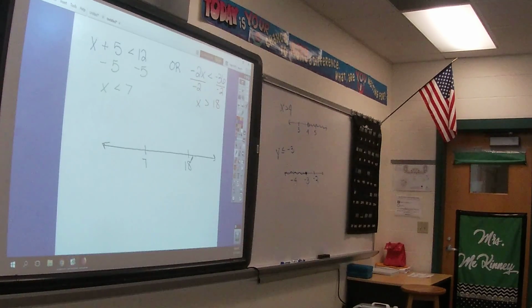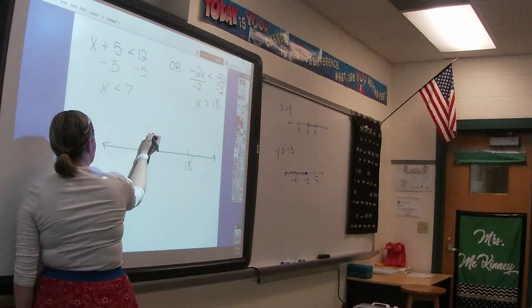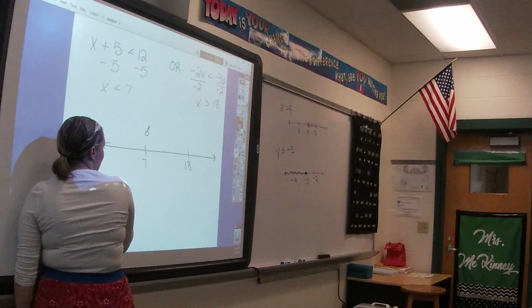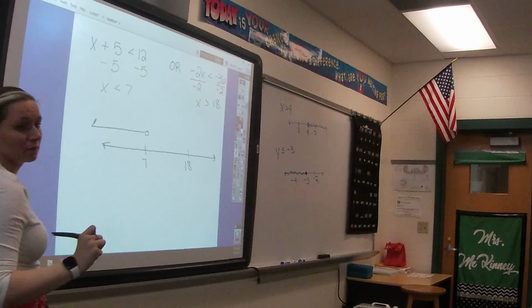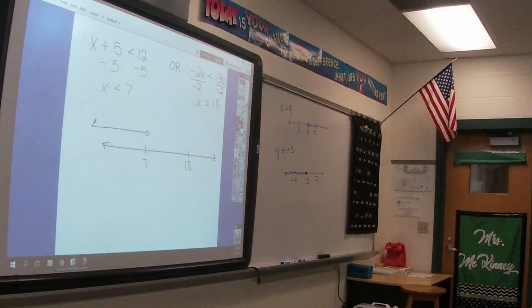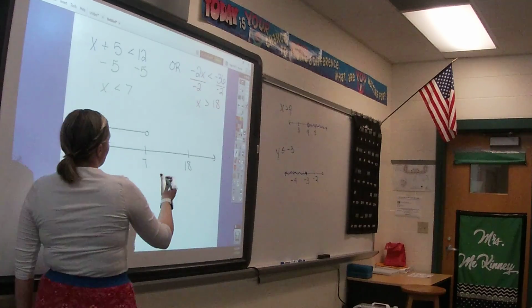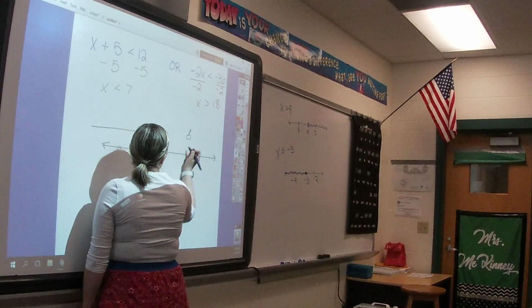Open or filled in at 7? Open. To the right or to the left? Open or filled in at 18? Open. To the right or to the left? Right.